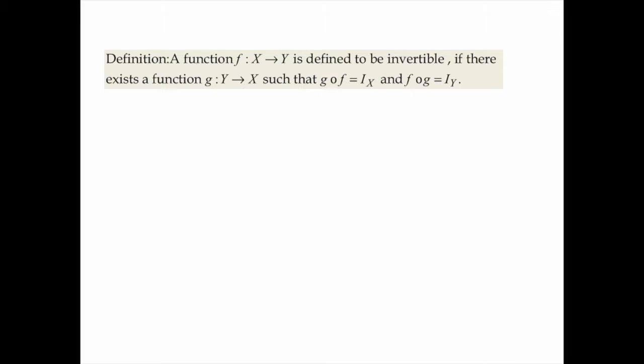The definition says that a function f defined from set X to set Y is defined to be invertible if there exists a function g from set Y to X such that g composed with f is identity on set X and f composed with g is identity function on set Y. We say in that case g to be the inverse of f and denote it by f inverse.